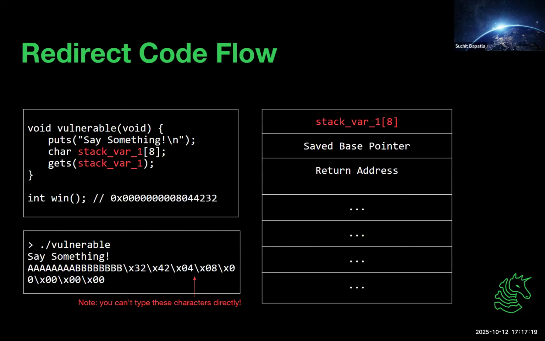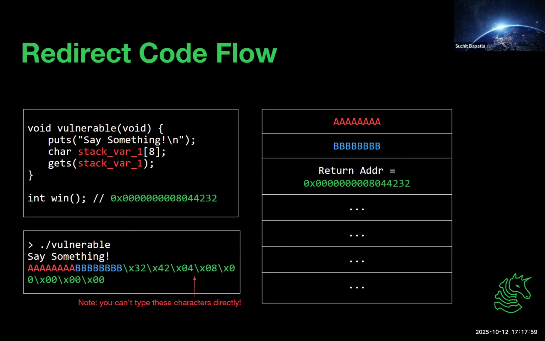So here, for instance, let's say we have a win function at this address, 80442232, and we want to call that function, but that function isn't called anywhere in the program. It's just there. So what we can do is overwrite this return address on the stack using this vulnerability, where gets takes however many bytes you input and doesn't check any bounds. So we can overwrite this return address to point to the win function.